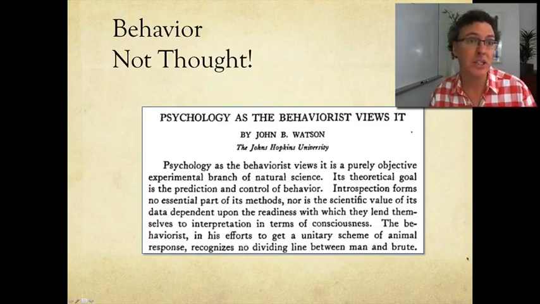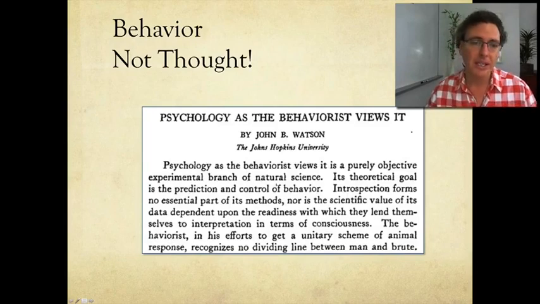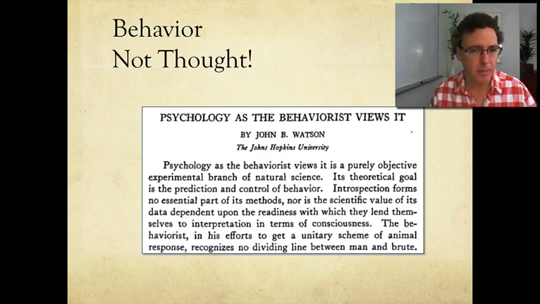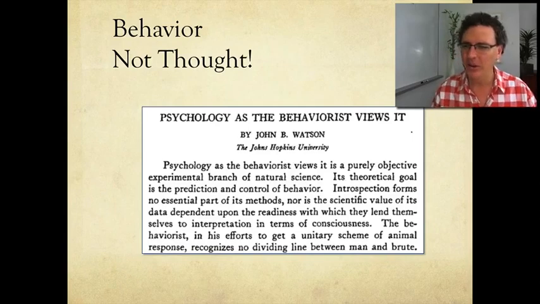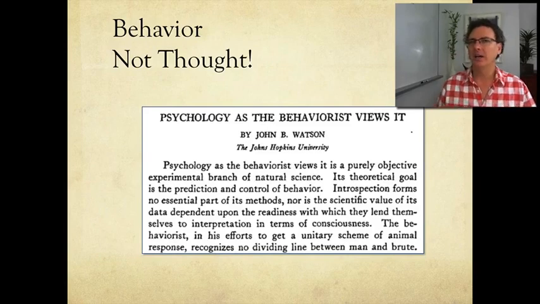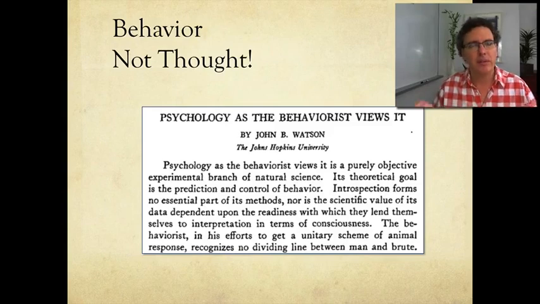Watson. And John B. Watson's probably especially strong in this regard. But he says, psychology as the behaviorist views it is a purely objective, experimental branch of natural science. So something that's objective when you can measure it directly. Its theoretical goal is the prediction and control of behavior. That sounds a little ominous, doesn't it? But here we go. Introspection forms no essential part of its method. So remember introspection, that idea, right from Wilhelm Wundt, the idea of looking into the mind and having a sense of mental processing through experience. He's saying we don't want that, none of that.